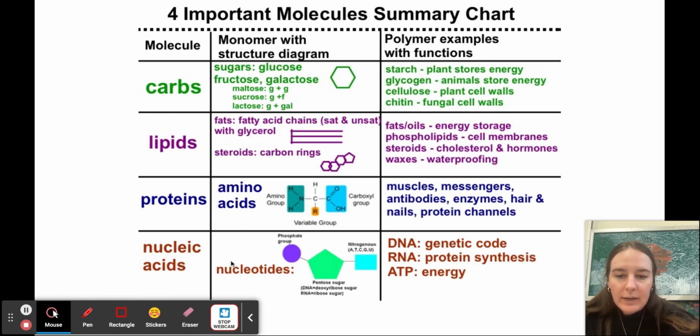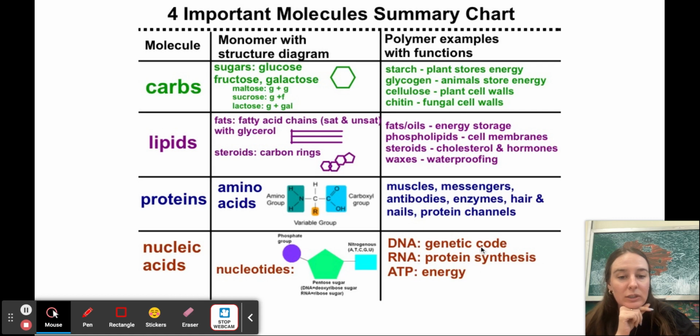And then finally, nucleic acids. The monomer is a nucleotide. So here's the phosphate group. Here's the sugar, pentose sugar, and here's the nitrogenous base. And we talked about 3 types of polymers. If you put these in a long chain and they were double-stranded, you'd find DNA.